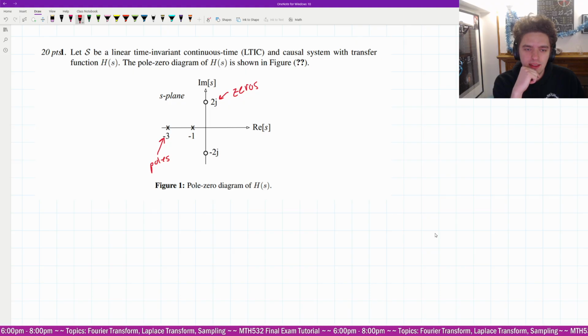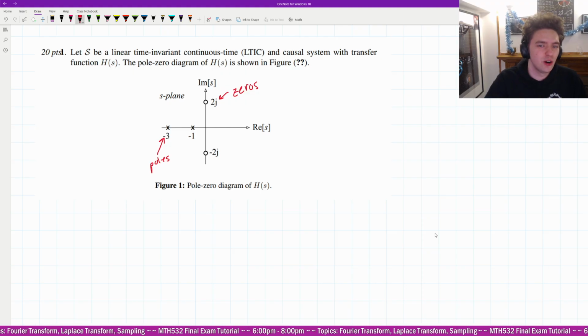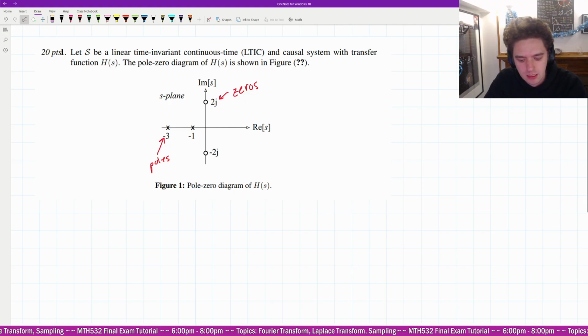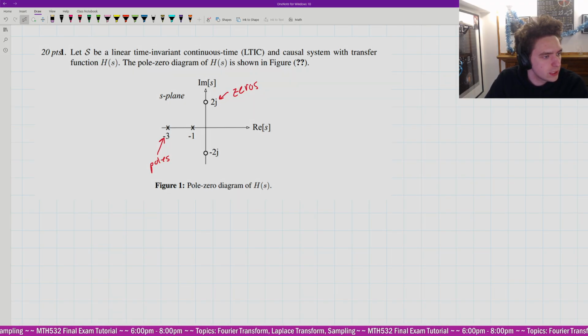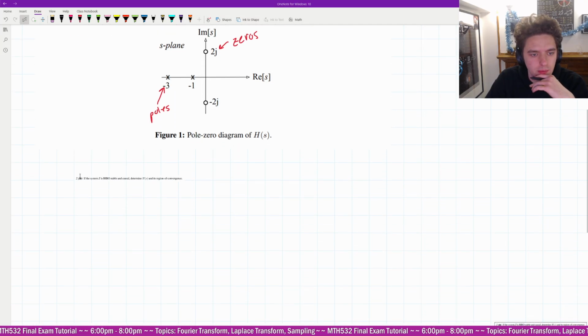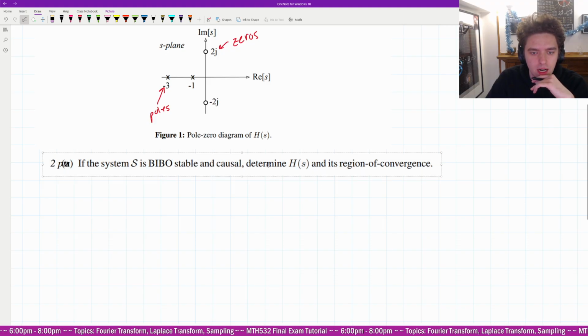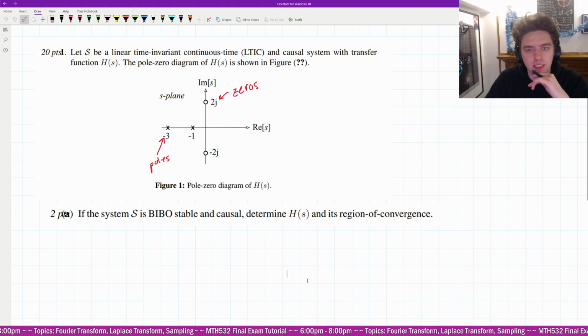So the idea here is this is all we need to know. The system is defined by this, basically. The first actual question is: determine if the system is BIBO stable and causal, determine H of s and its region of convergence. So what are these two things?